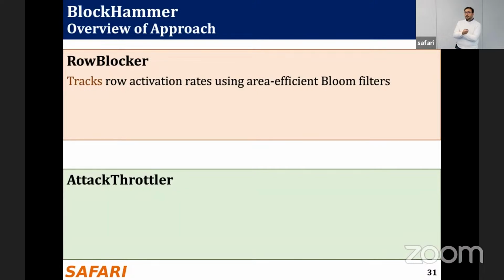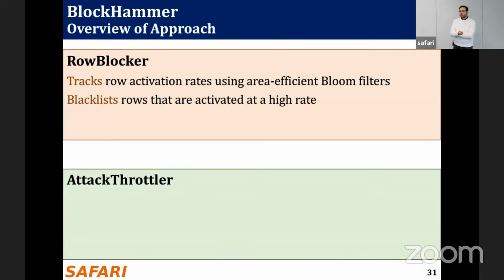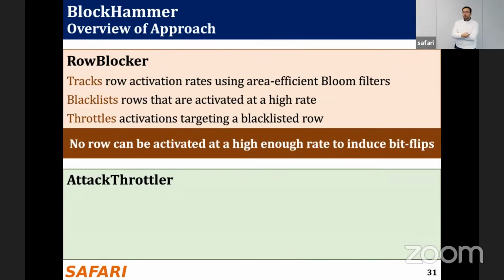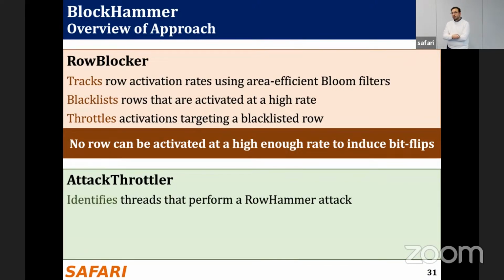What RowBlocker does is track row activation rates using area-efficient Bloom filters. It blacklists rows that are activated at a high rate. It throttles activations targeting a blacklisted row. And by doing these, it ensures that no row can be activated at a high enough rate to induce bit flips.